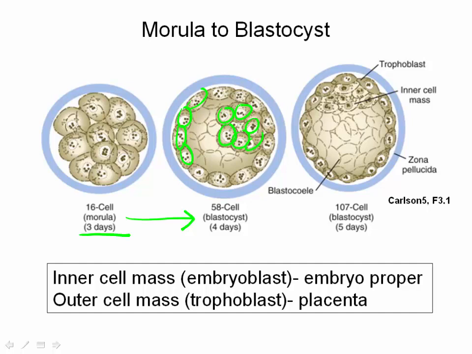The outer cell mass is later termed the trophoblast, and these cells will contribute to the formation of the placenta. The inner cell mass, otherwise termed as the embryoblast, gives rise to tissues of the embryo proper. Also take note that with the differentiation of these 2 masses, a cavity is also formed, referred to as the blastocele.